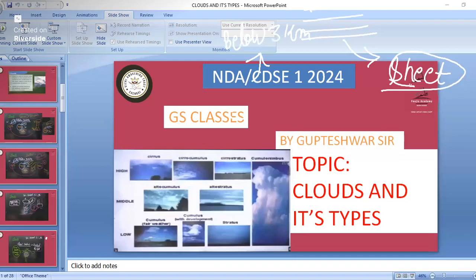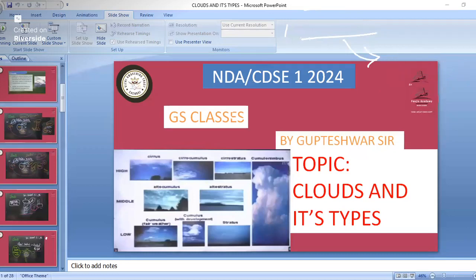Okay, and then next is the nimbus cloud. So when we have the nimbus cloud, what will happen? Our sky will look dark green in color, and it will have dense cloud. So these are the characteristics of the nimbus cloud.